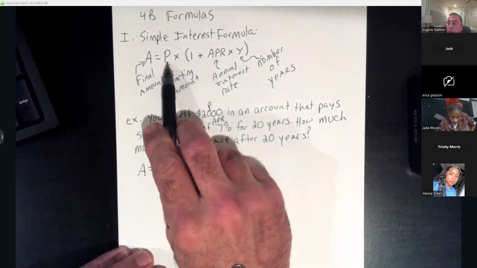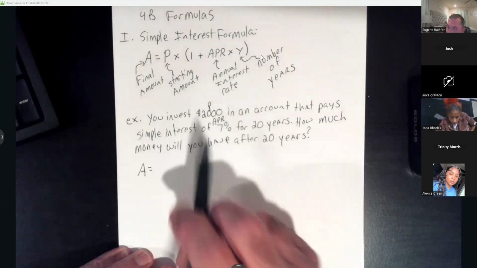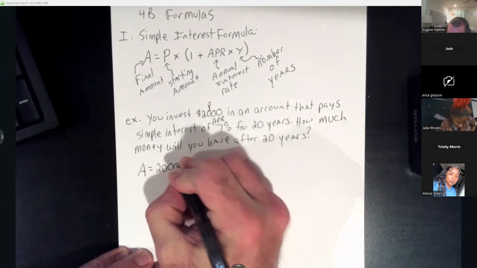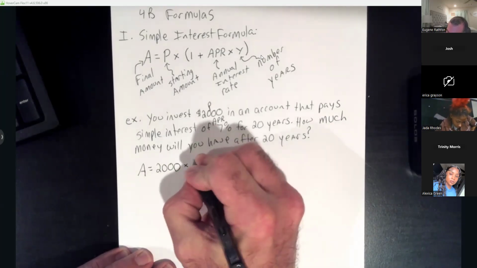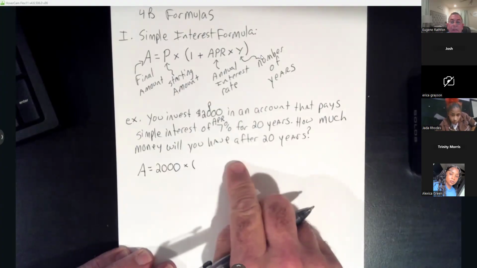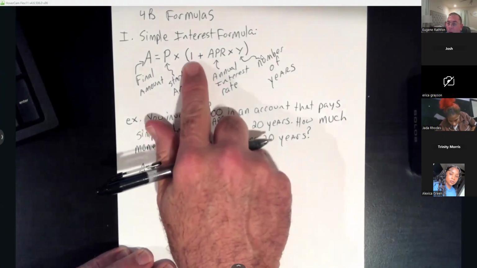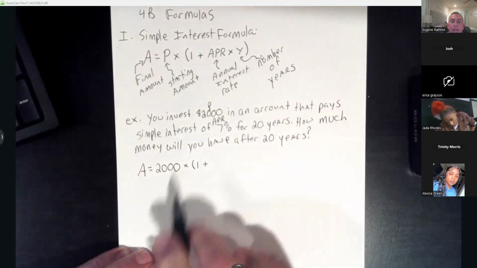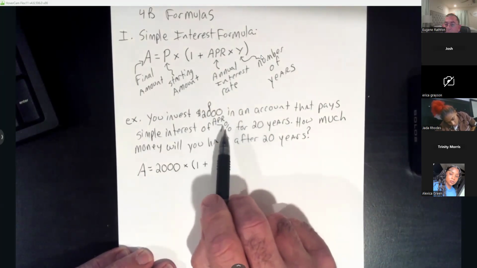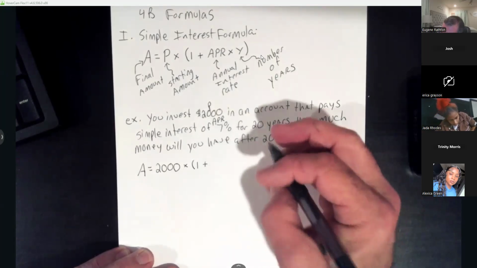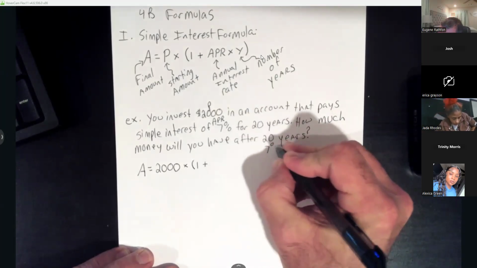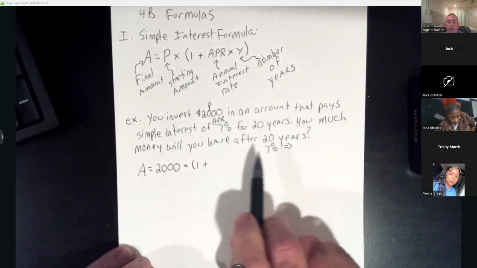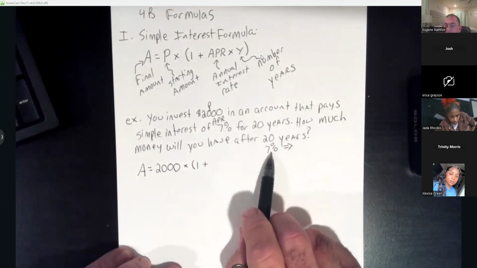All right, using our formula, P was our starting amount. That's $2,000. Now we're going to multiply that by whatever we get out of these parentheses. So we got our 1 plus our APR, but y'all remember, APR is 7%. We need to turn this 7% into a decimal.